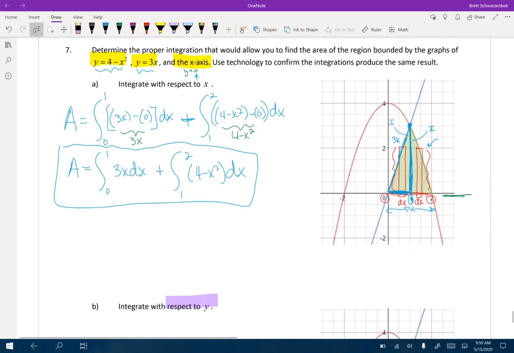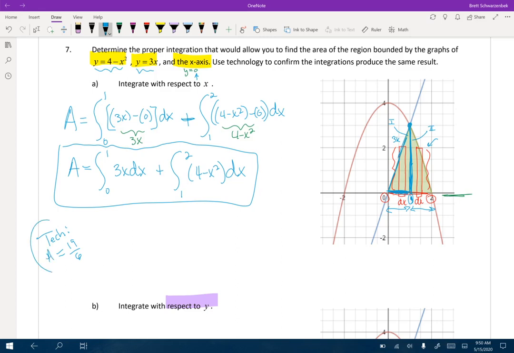Note that technology tells us that this is equal to 19/6. By technology, I mean there's various websites that allow you to find integrals. Even Desmos has a built-in ability to do so, but the area ends up being 19/6.